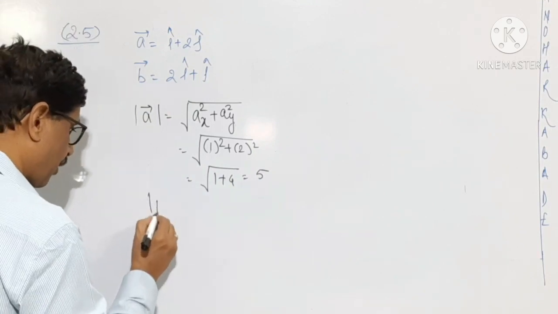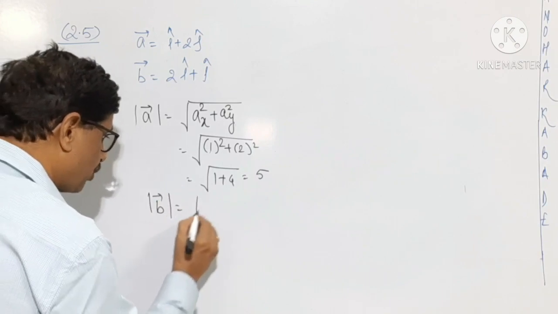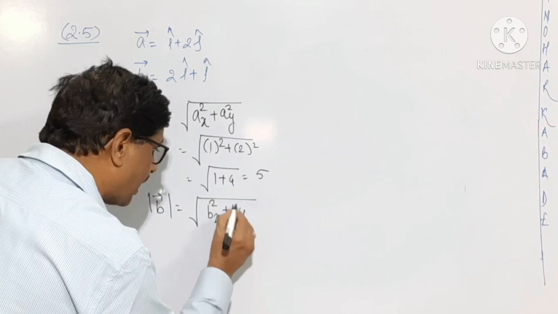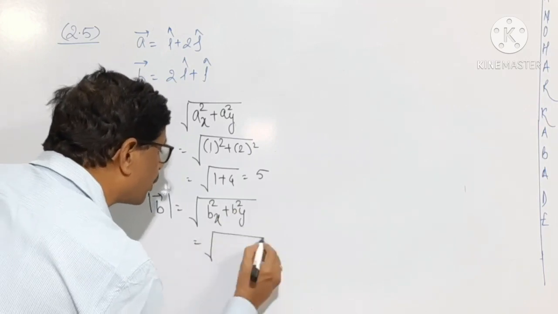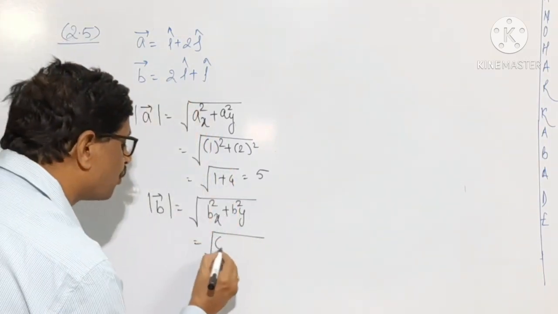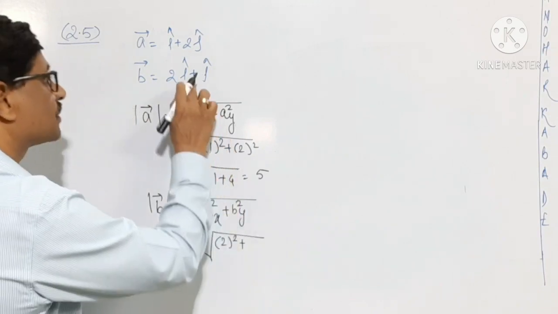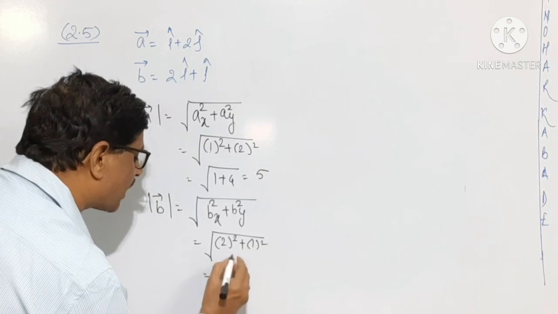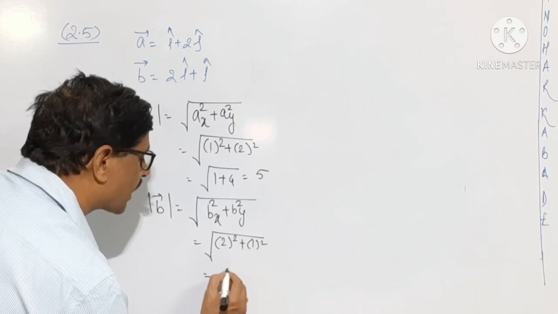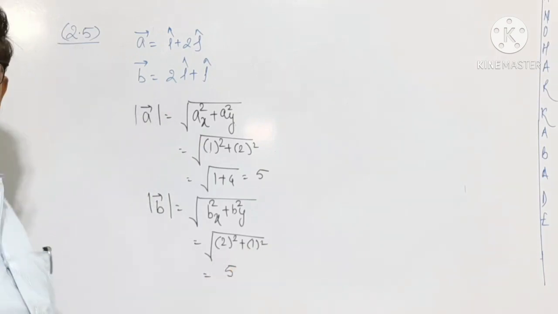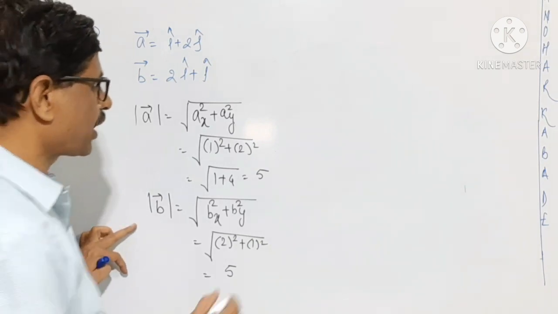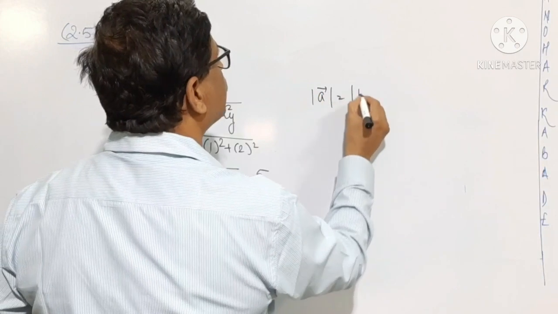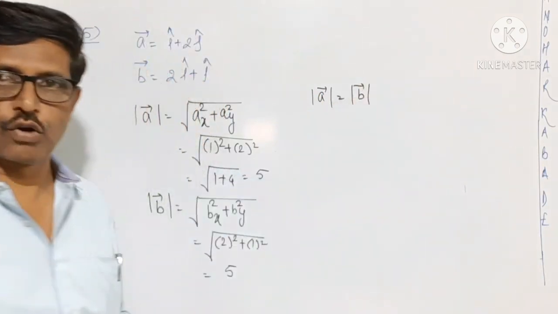What about the magnitude of vector B? Magnitude of vector B should be the square root of bx square plus by square. It should be equal to the square root of bx is 2 square plus, here by is 1, 1 square. Therefore it should once again be 5. From these two, what will I write? Magnitude of vector A is equal to magnitude of vector B. No doubt about this one.